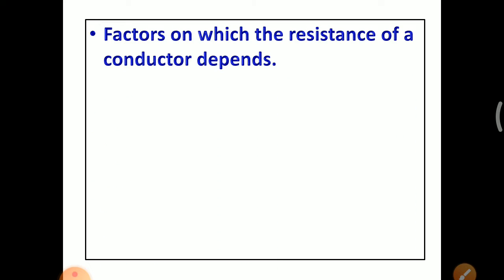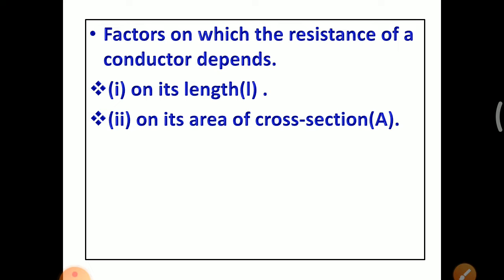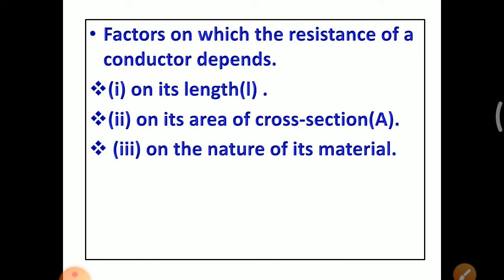The next, factors on which the resistance of a conductor depends. It depends on four factors. One is on its length L, on its area of cross section A, on the nature of its material, temperature.